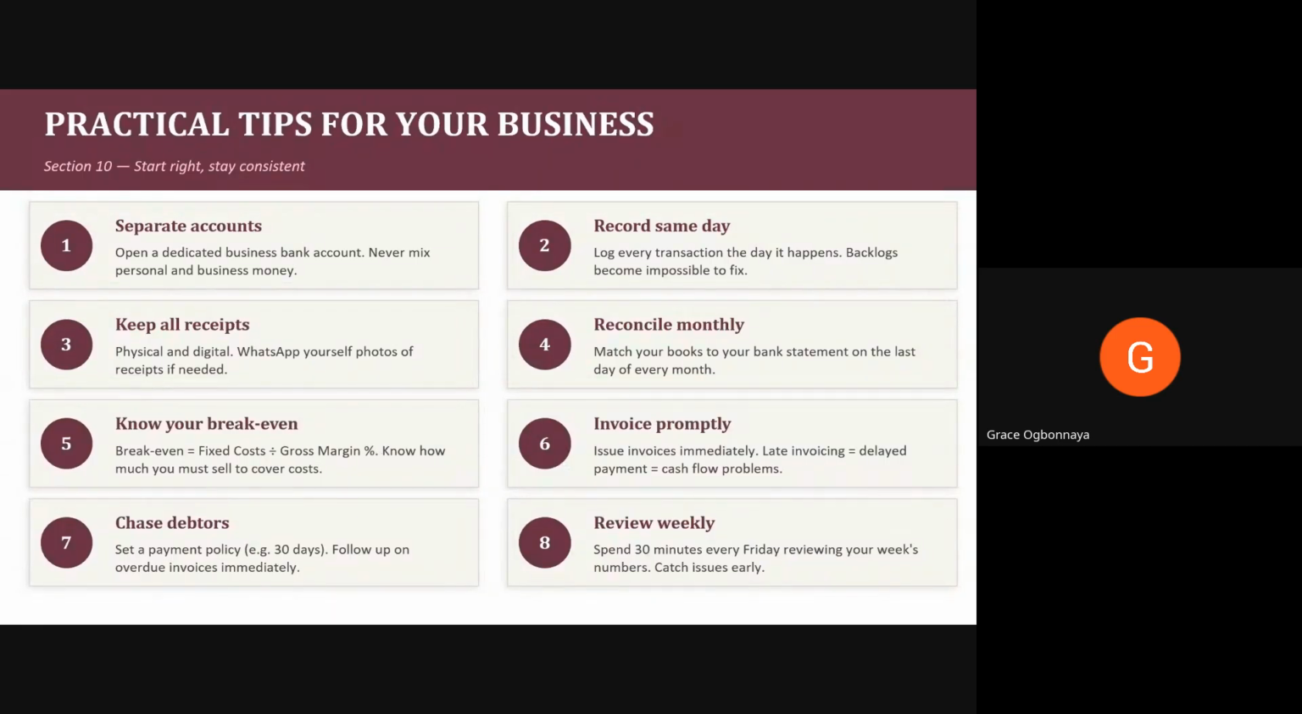Invoice monthly. Send invoices on time to customers and receive invoices as well from your suppliers. Chase your debtors. You can have a policy: 30 days. If you do more than 30 days, you don't deal with such a person again. That's your policy. And you follow up on overdue invoices. Set a payment policy for all your debtors and review weekly.